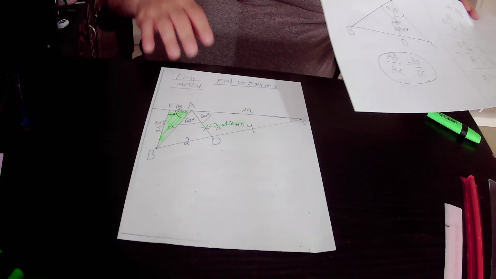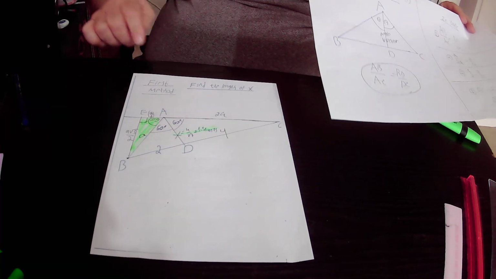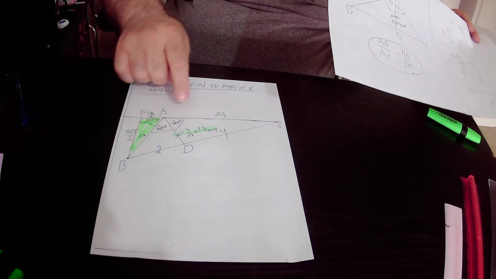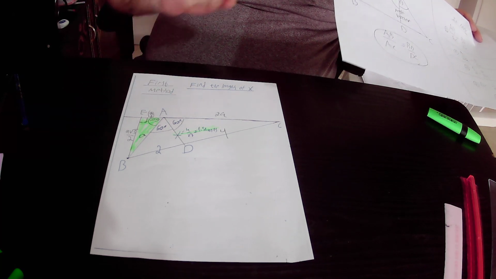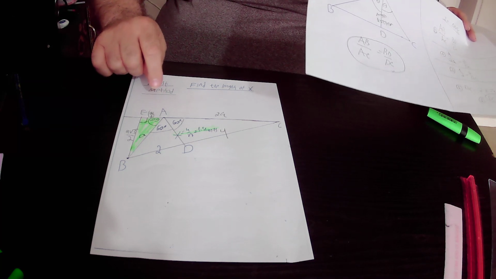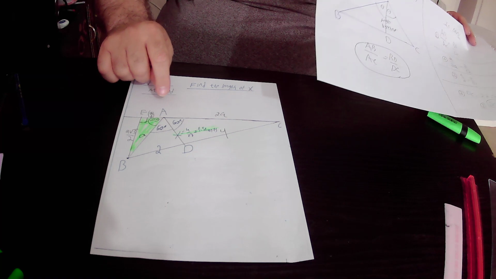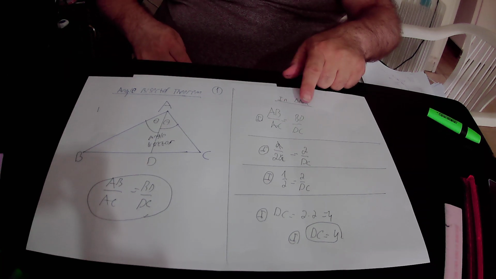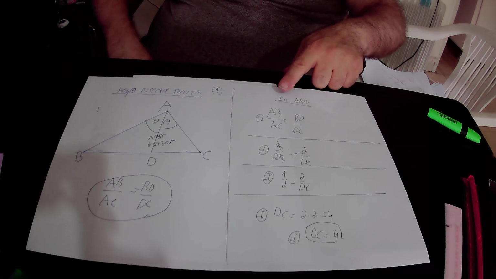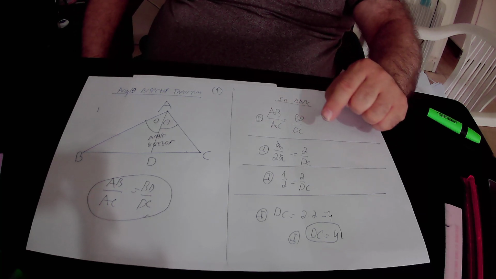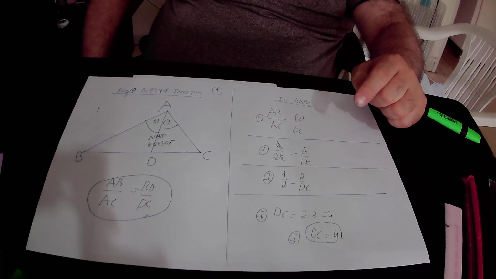For the triangle ABC, we have the angle bisector AD. The angle bisector AD bisects angle BAC into two halves, each half equals 60 degrees. So therefore, according to the angle bisector theorem, in triangle ABC, AB over AC will be equal to BD over DC. AB equals a, AC equals 2a, BD equals 2, and DC is the missing line segment.